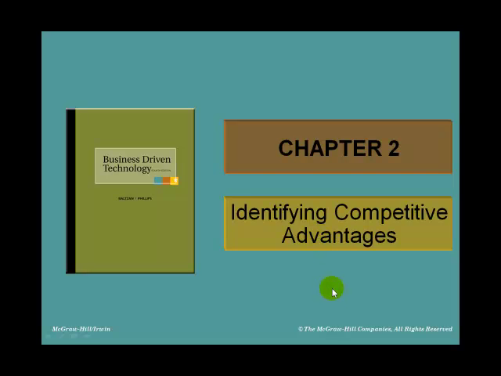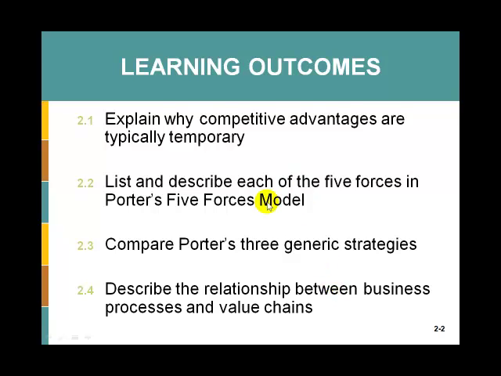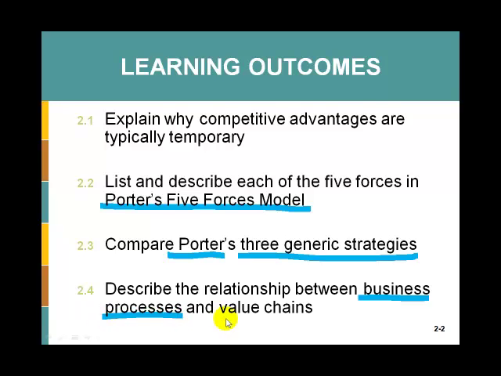In Chapter 2, we're going to discuss how to identify competitive advantage and specifically how to use information technology to achieve competitive advantage. We're going to first describe what is competitive advantage, and we're going to use Michael Porter's 5 force model to guide us in thinking about how IT can be used in achieving competitive advantages. Porter also has 3 generic strategies to help us compete in the marketplace. And last but not least, we're going to describe the relationship between business process and the so-called value chain.